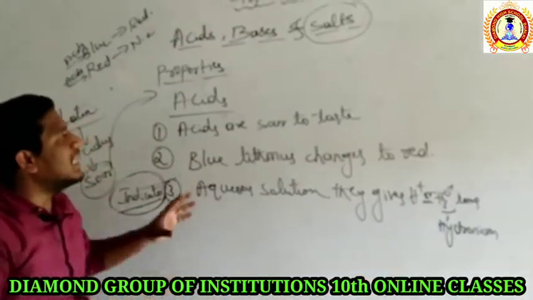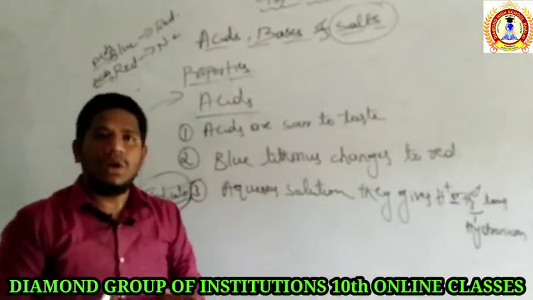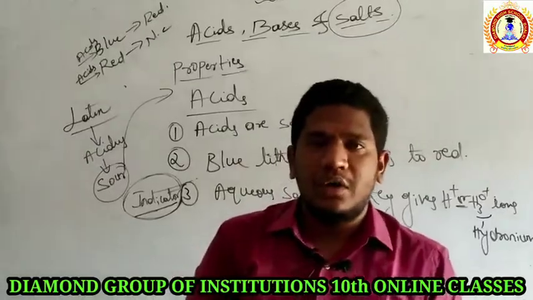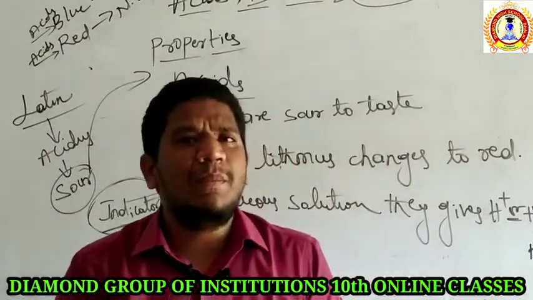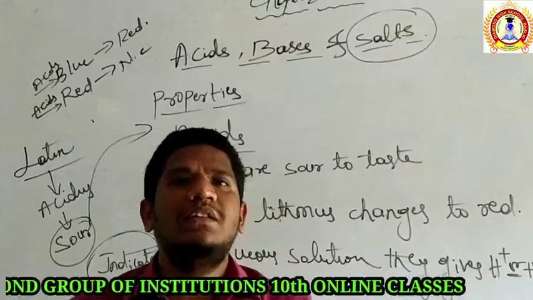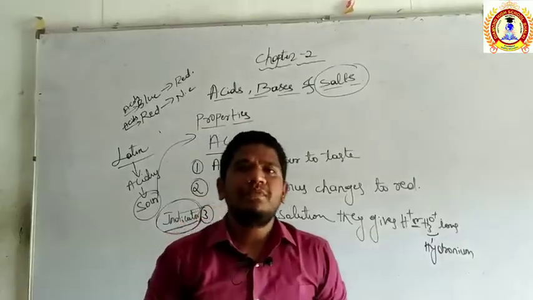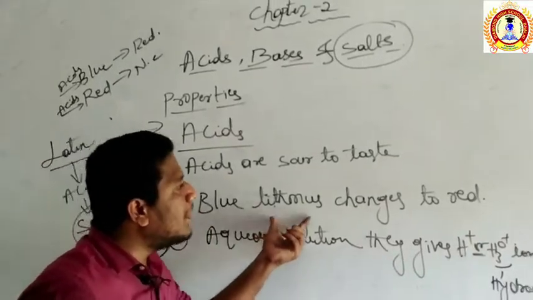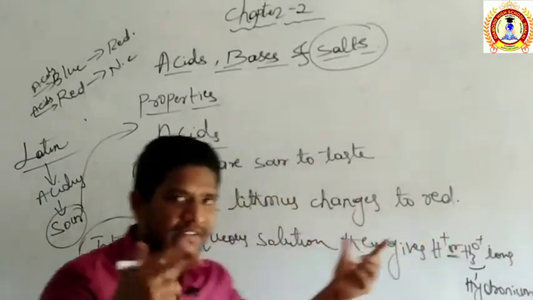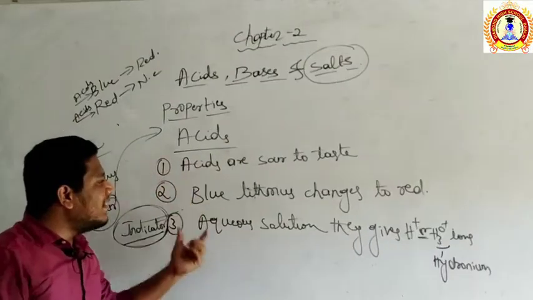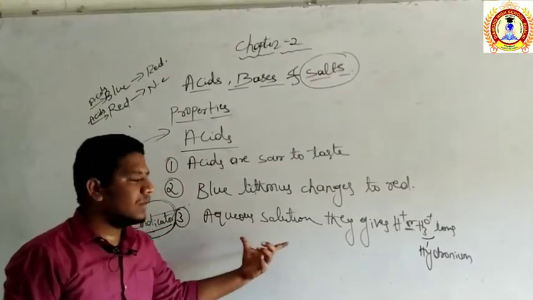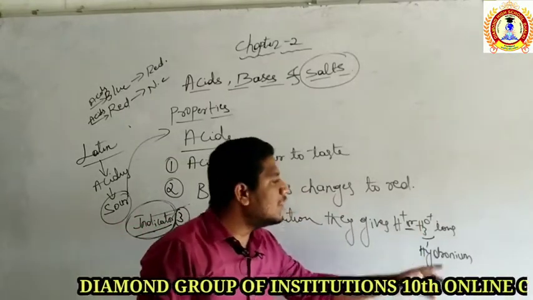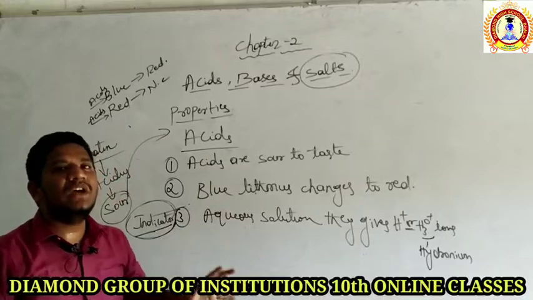So these are the three properties of acids. What are the properties of acids? The first property is that acids are sour to taste. The best example of natural acids is the citric acid present in lemon, right? Then in acid, the blue litmus paper will change to red litmus paper. That is the second property. When acids are added in aqueous solution, right? They will give H plus or H3O plus ions. So those are the three properties of acids.